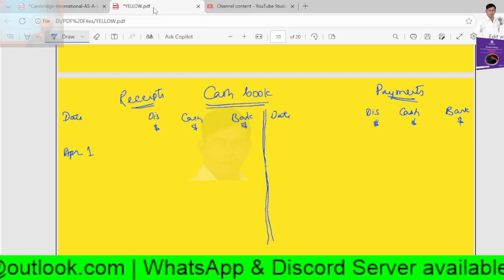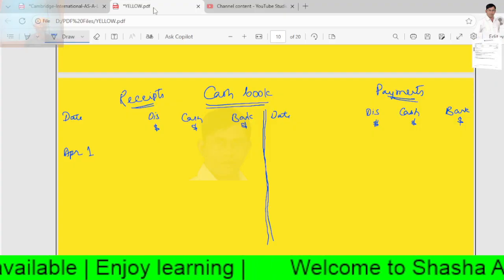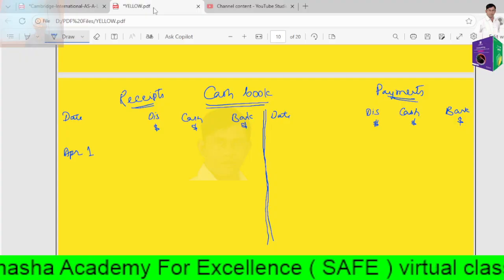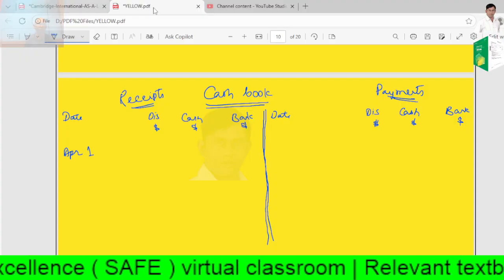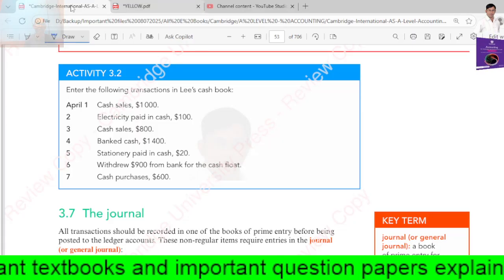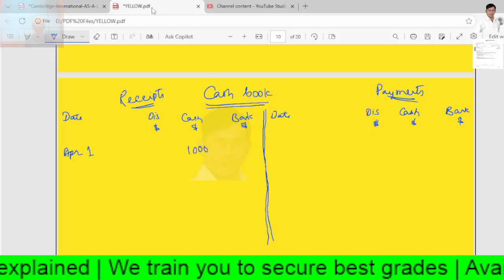In other words, cash book is a real account, cash account is a real account. Debit what comes in. When we sell, cash comes in. Cash sales 1000, cash is coming in. So in the cash column 1000, cash is coming in, debit, this is the cash account.